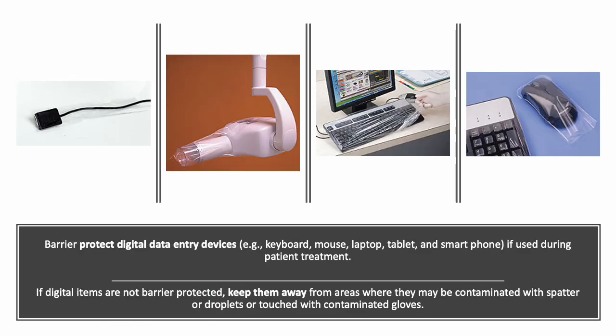Here are some extra examples of surfaces that can be barrier protected. Digital items like the X-ray sensor and keyboard for computers are very sensitive to chemical disinfection. So either protect them with barriers or keep them away from the areas where they may be contaminated with spatter or droplets or touched with contaminated gloves.